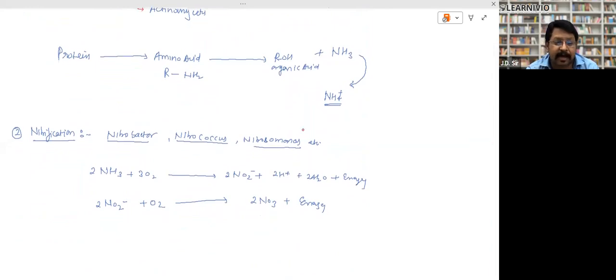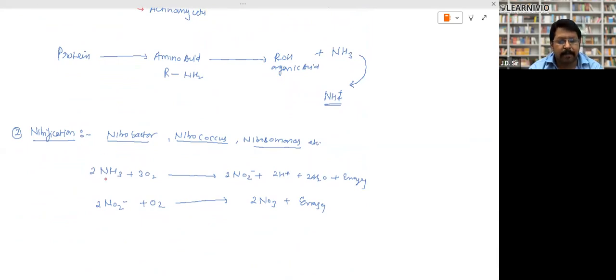Next thing is nitrification. So what is nitrification? Nitrification means formation of nitrate. How does the formation of nitrate take place? Look, there are certain bacteria: Nitrobacter, Nitrococcus, Nitrosomonas. They are responsible for nitrification.